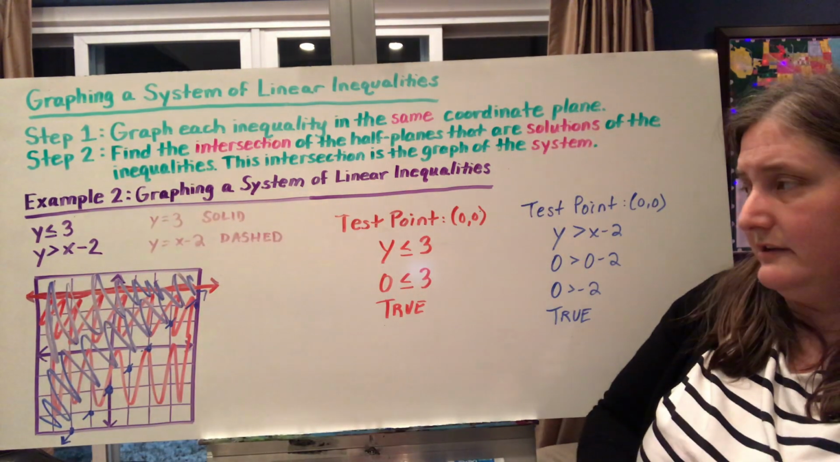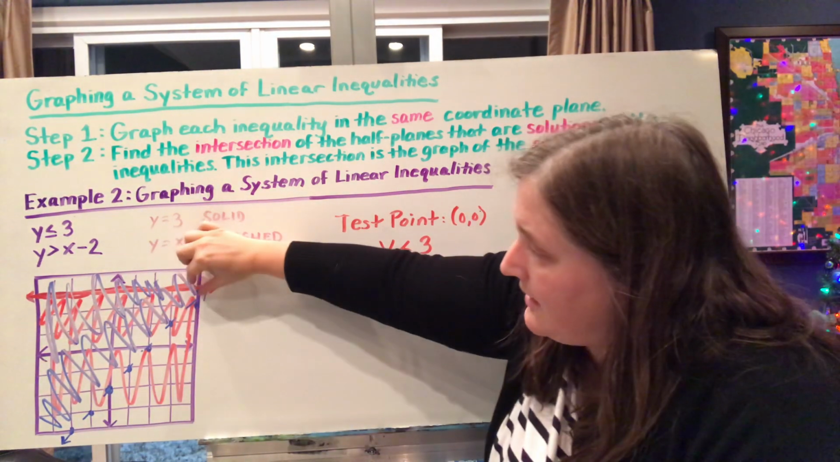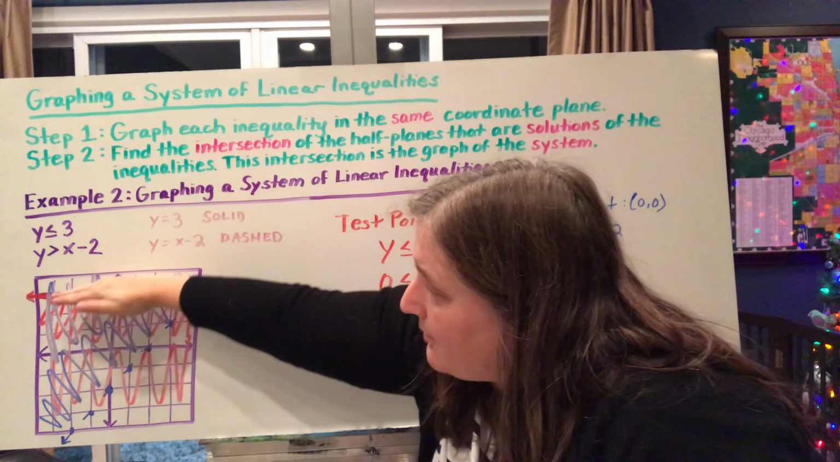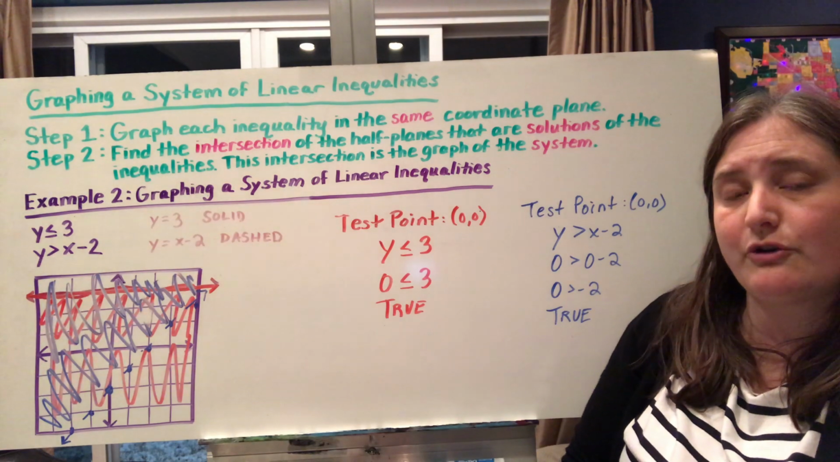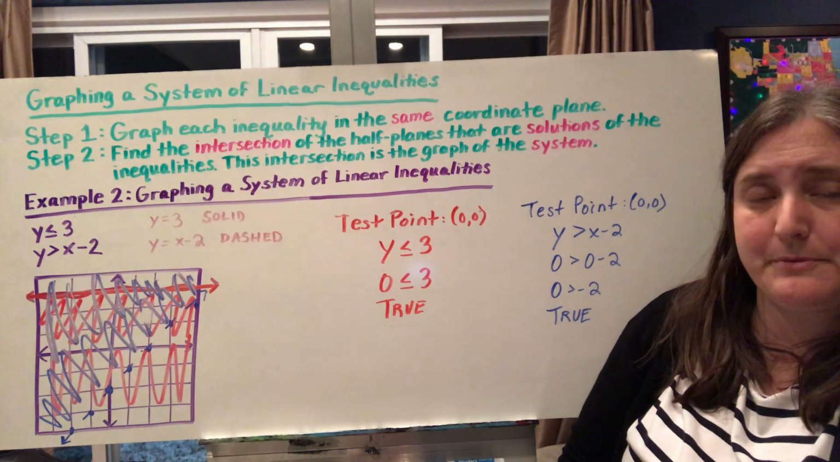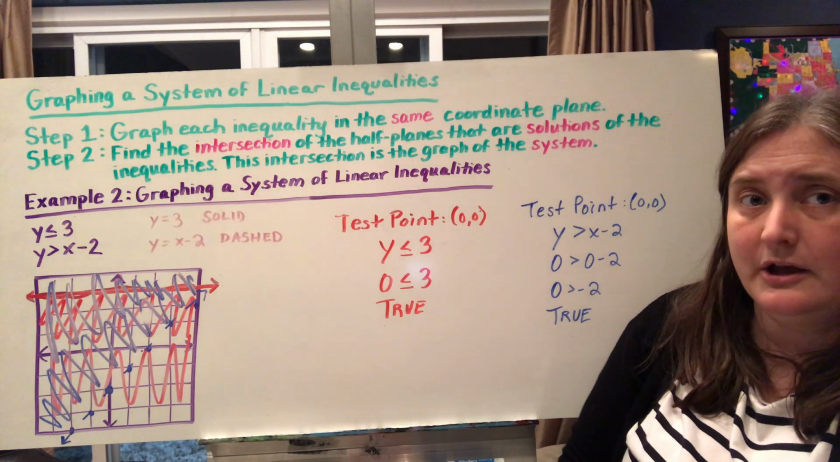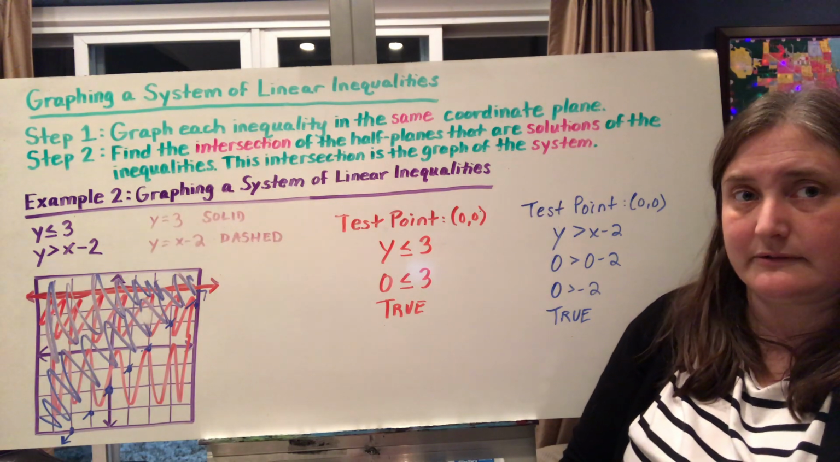Now my solutions are in this area right here. They're below this red line, but above the blue. Anywhere that my colors overlap, I find ordered pairs that are a solution to the system of inequalities.